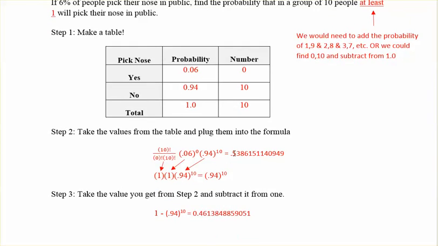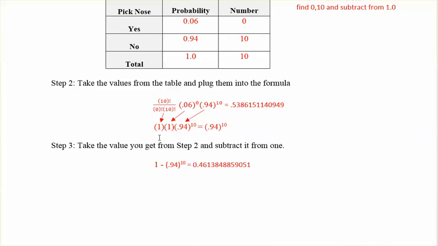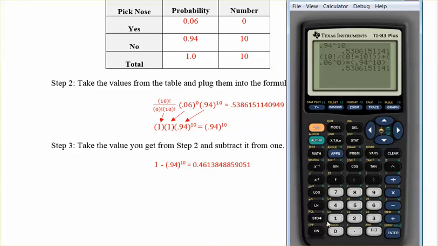But remember, that's just the first part, because the next part is you need to take this value and subtract it from 1. So what I would do is just do 1 minus 0.94 raised to the 10th, and you get 0.4613848859. So there you go. There is how you do these factorials.